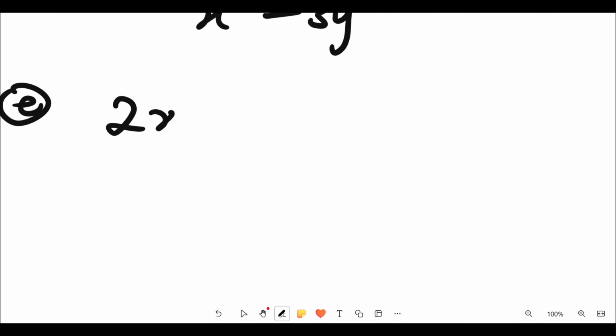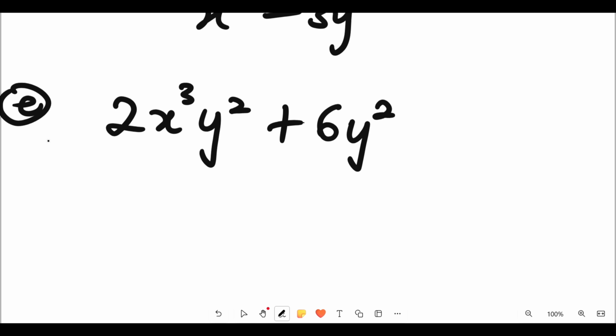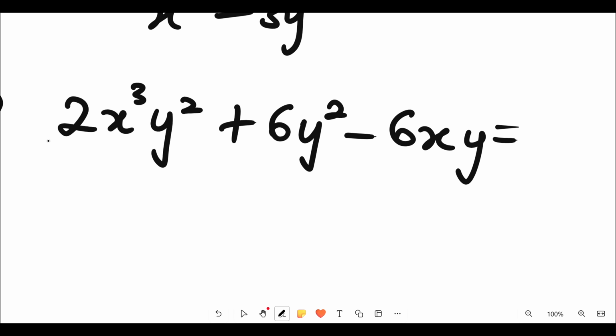Now we have another one here to be 2x cubed y squared plus 6y squared minus 6xy, all equal to 6x. Now how do we differentiate this one? We have to find dy/dx.